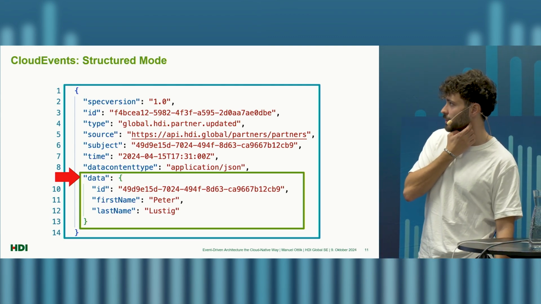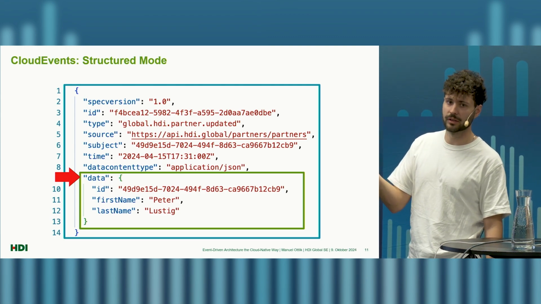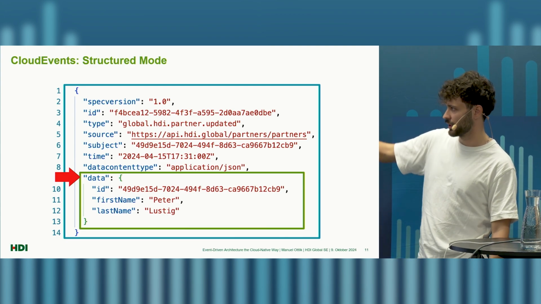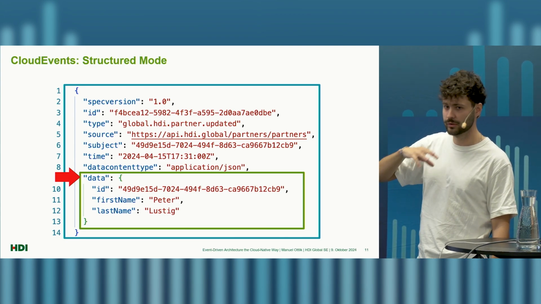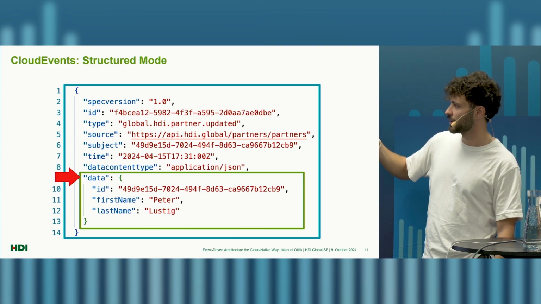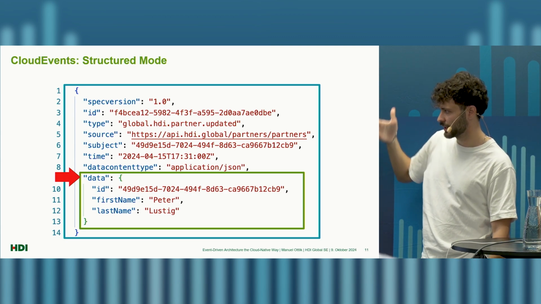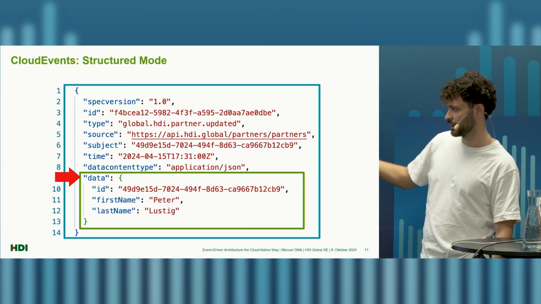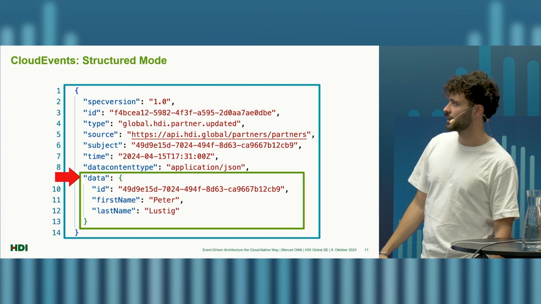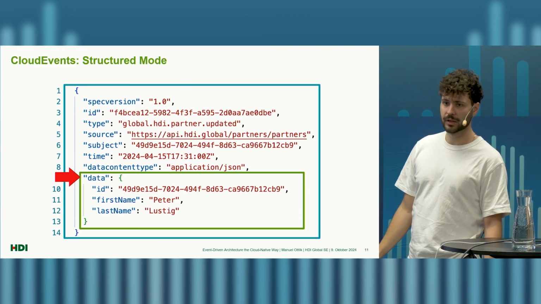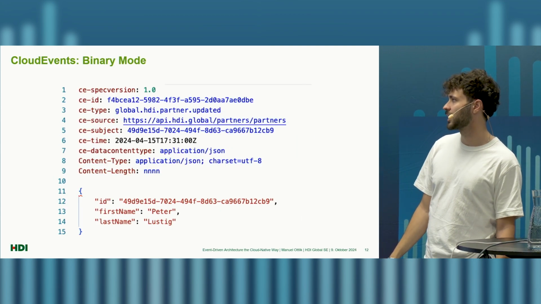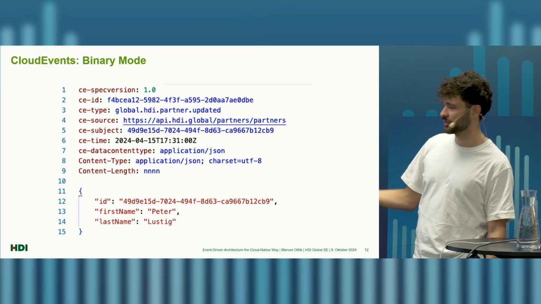Now, in the structured mode, you actually have to adapt how your event looks, because if you're using JSON, you don't have to use JSON. You can use whatever format you like, but then you're basically putting your data one layer lower in the data bracket. But if you just want to keep your format as it is, you can use the binary mode as well. This is an example for HTTP.